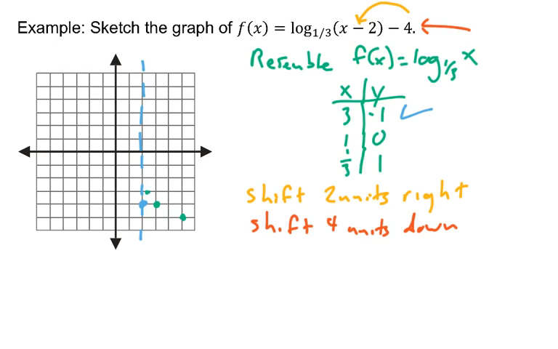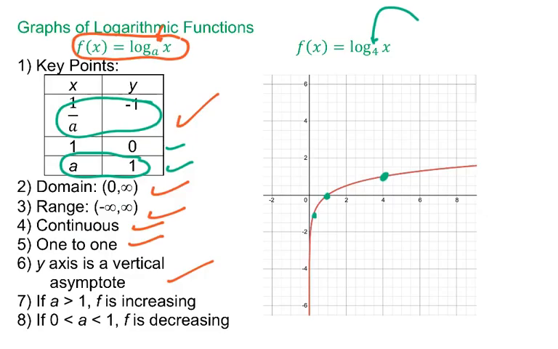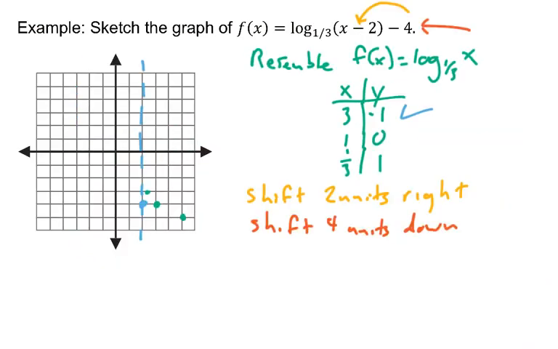And remember that if my base is between 0 and 1, the function will be decreasing. And I think we can see that the graph will approach the vertical asymptote, shift through these points, and proceed on like that.